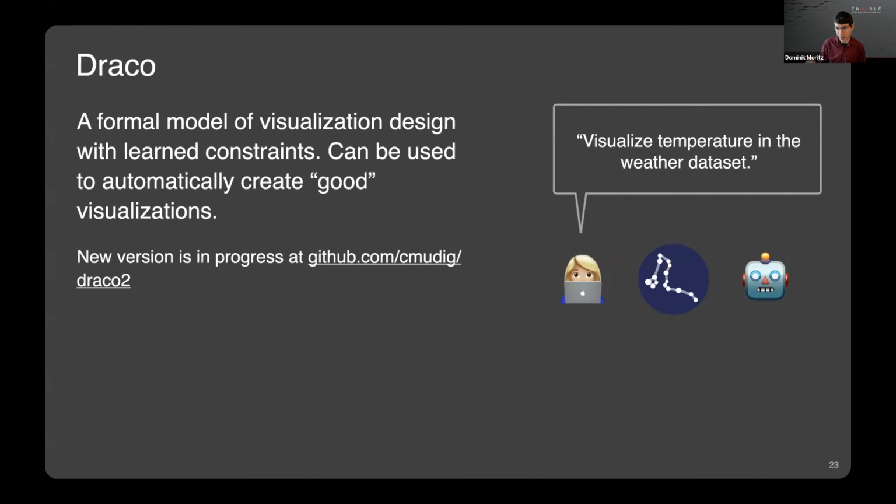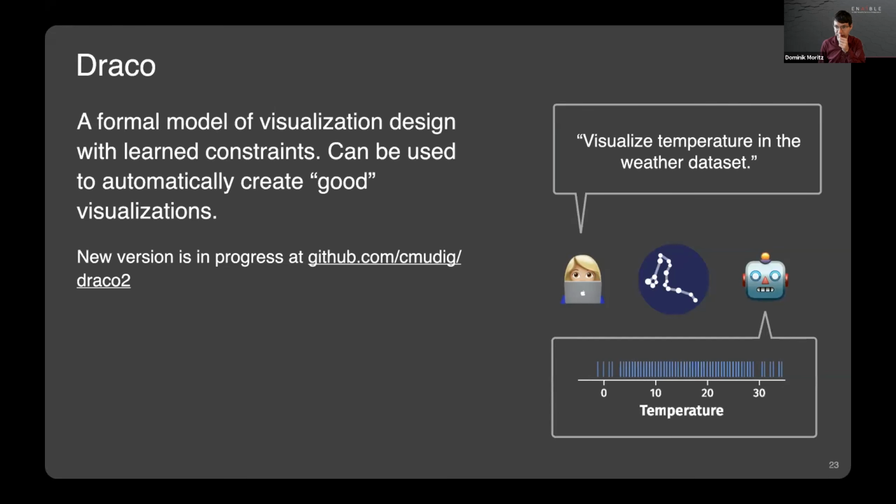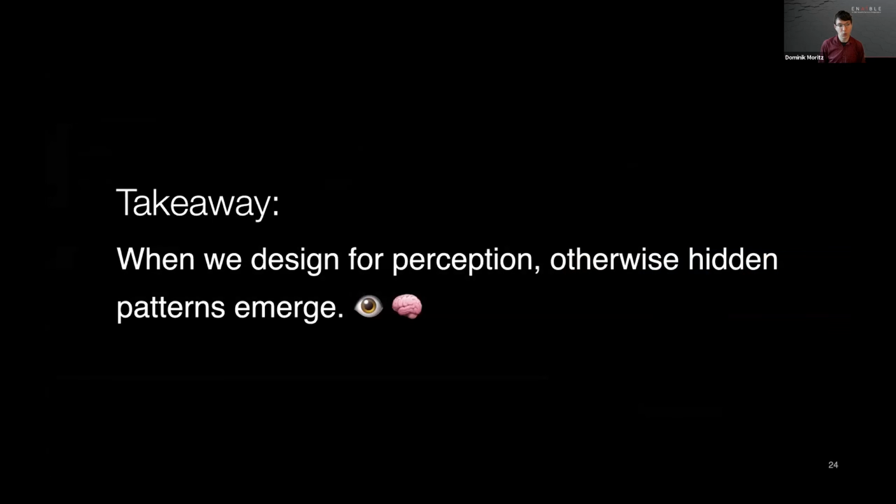So for instance, you can input a prompt. It would be in a more formal way, but you can imagine something like this: visualize the temperature in the weather data set, and the system would then generate an appropriate visualization that leverages insights from design and psychology and human cognition to make a visualization. So the takeaway here is that when we design for perception, otherwise hidden patterns emerge. And tools can support analysts by helping them make good encoding choices.